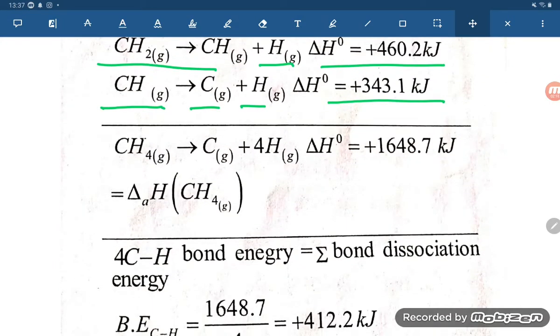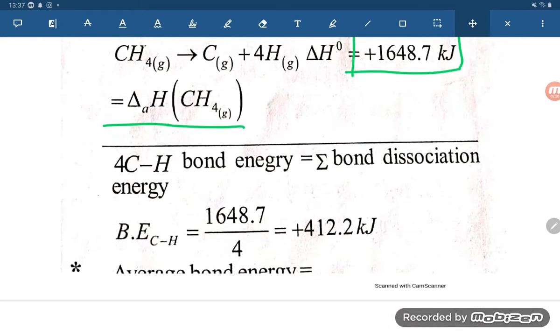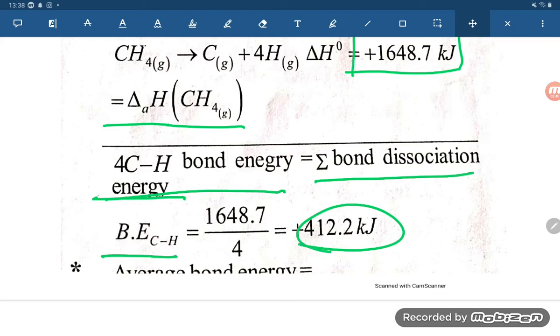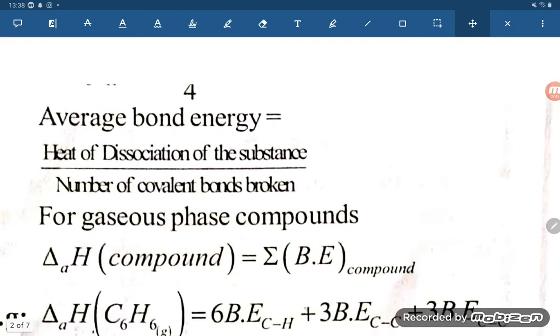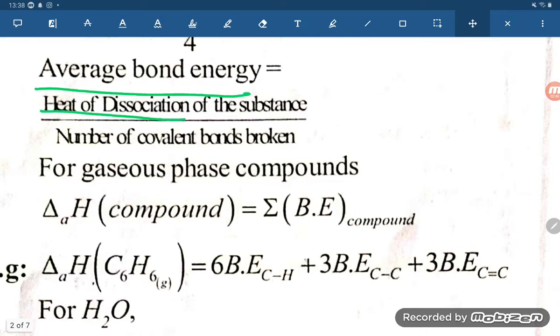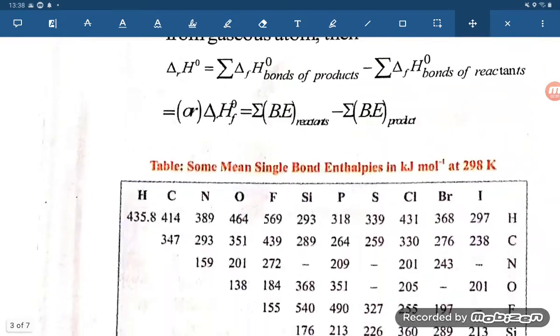So CH4 giving rise to C plus 4H, its total bond dissociation energy is 1648.7 kilojoule per mole. That is also the enthalpy of atomization of CH4. There are 4 CH bonds, so the total equals the bond dissociation energy, and each CH bond works out to 412.2 kilojoule per mole. Next point, average bond dissociation energy is the heat of dissociation of a substance divided by the number of covalent bonds broken. Like that, we can get the bond dissociation energy.